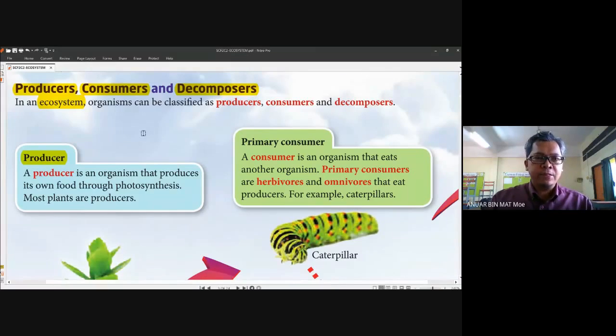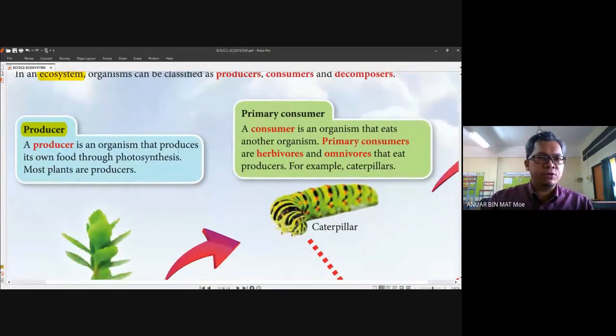Okay, we go through one by one. First is the producer. I will highlight the keywords only. Producer, consumer, and decomposer is the role in ecosystem. This is all about living things. So the first role is producer. You must remember it is a living organism that produces its own food through photosynthesis. They can make their own food through photosynthesis. And most of the plants are producers.